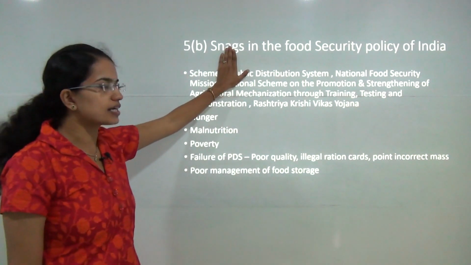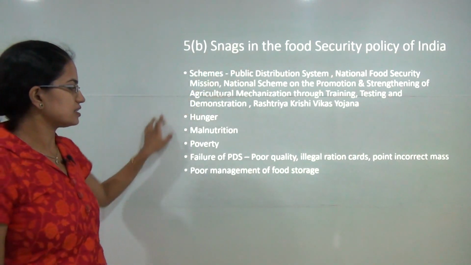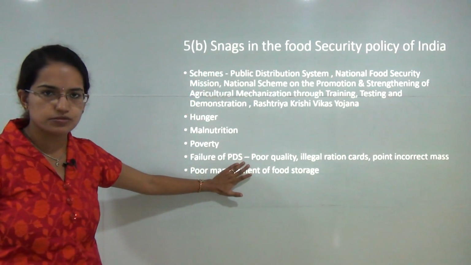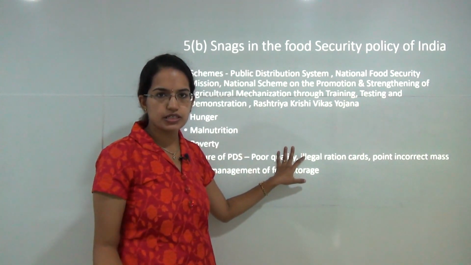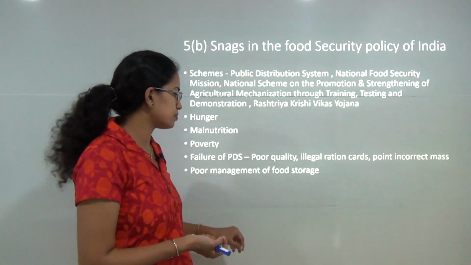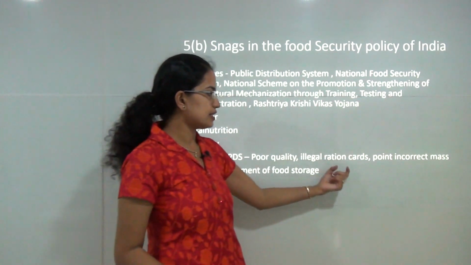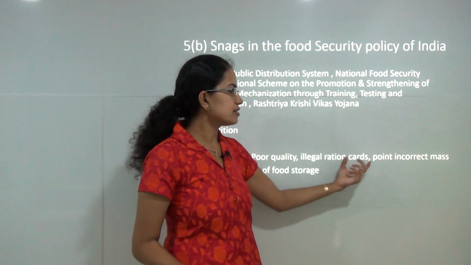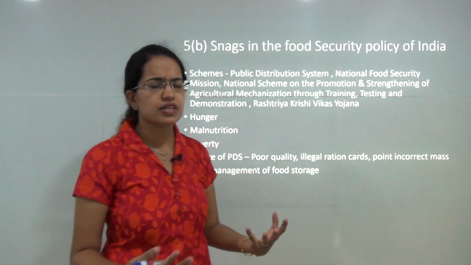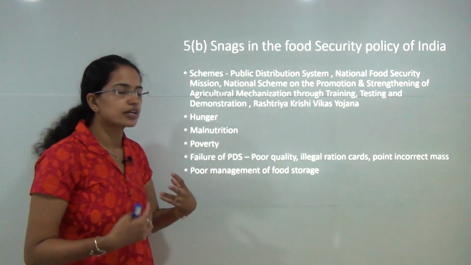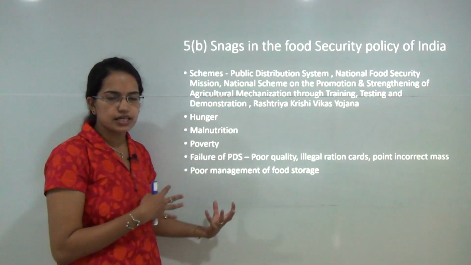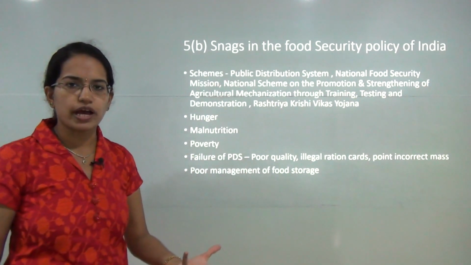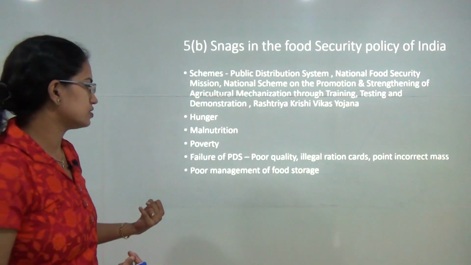However, there are snags in the food security policy. The main snag here is the failure of the public distribution system, which is attributed to the poor quality of the food grains that are supplied under the PDS project. You have the illegal ration cards that people hold, and it points to the inclusion error, meaning people who really do not require it get ration through the PDS system, and those who really require it are not able to avail that resource.